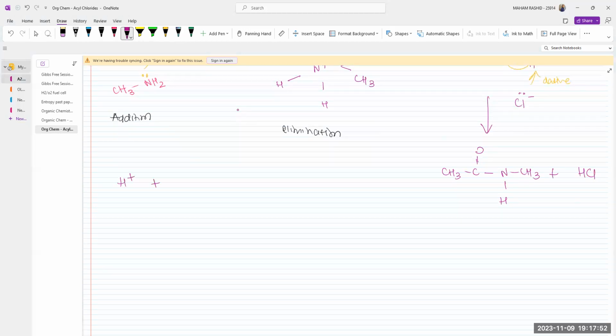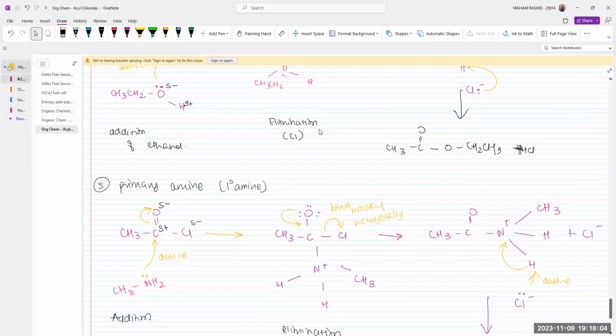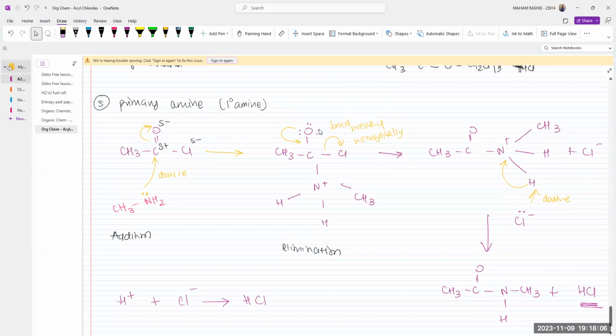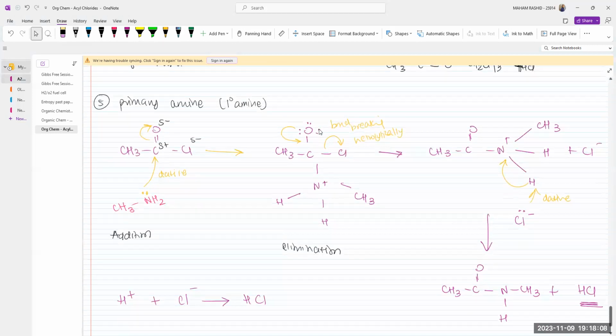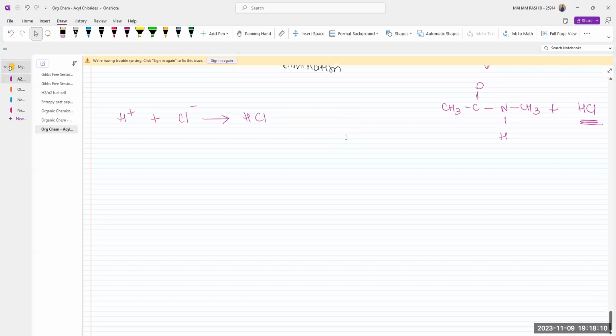And इसका ionic equation, because this can also be an excess, so the extra ionic equation that you need to write is H plus Cl minus giving you HCl, right? Now we're done with acyl chlorides. We are going to start with amines.